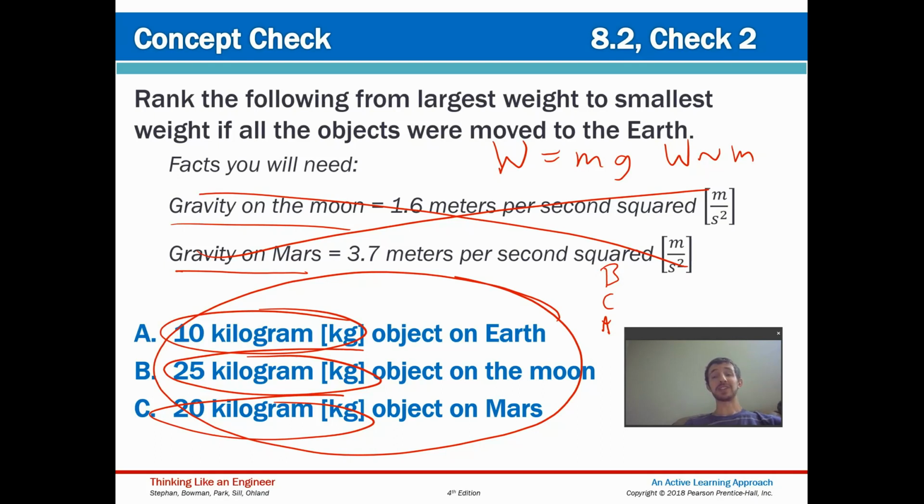Now, if we ask which one is the heaviest on their different planets, on Earth, on Mars, or the moon, moon's not a planet, you know what I mean? Then it would have mattered what the gravity was, and then it would matter what the mass was. You have to take into account both. If they're all moved to Earth, it's not that hard. B, C, A. You can take my word for it.